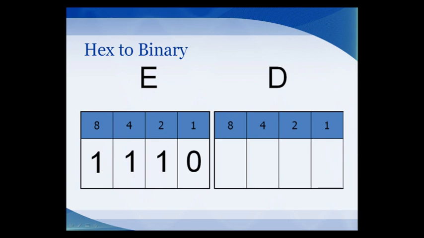All right, now for the D side. D is 13. 13 is greater than 8, so we're going to put a 1 there. Subtract out our 8, we're left with 5. Well, 5 is greater than 4, so we're going to put a 1 there and subtract out the 4. We're left with 1. So that means a 0 in the 2's place and a 1 in the 1's place. So our binary number 11101101 is equal to ED in hex.